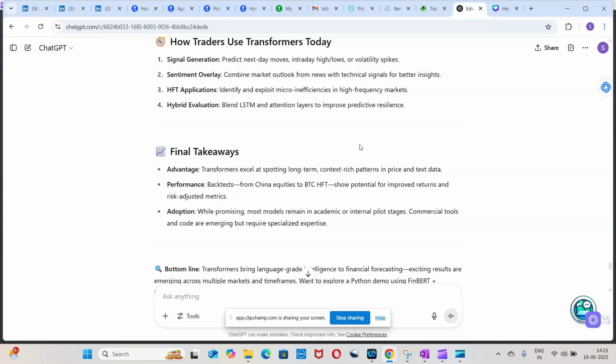And due to these reasons, adoption. Right now, the adoption is only in academic and internal pilot stages. Commercial tools and codes are still emerging, and they require some specialized expertise. But this is a thing that's happening, and it's promising basically. And if it is able to live up to its backtest data in the actual world also, this will basically improve the returns.